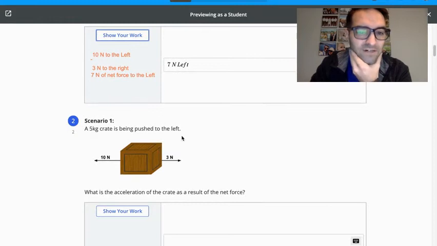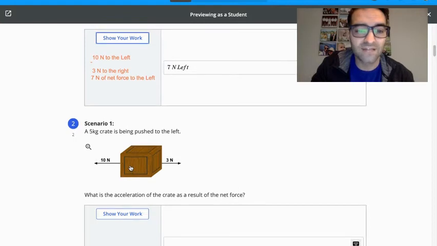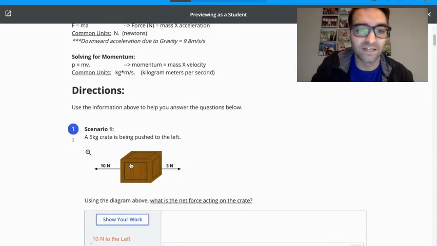Now the 5-kilogram crate is being pushed to the left. We have 10 newtons again to the left, 3 newtons to the right. We already calculated the net force, so we know that the force actually going left is 7 newtons. So then we want to be able to calculate acceleration.